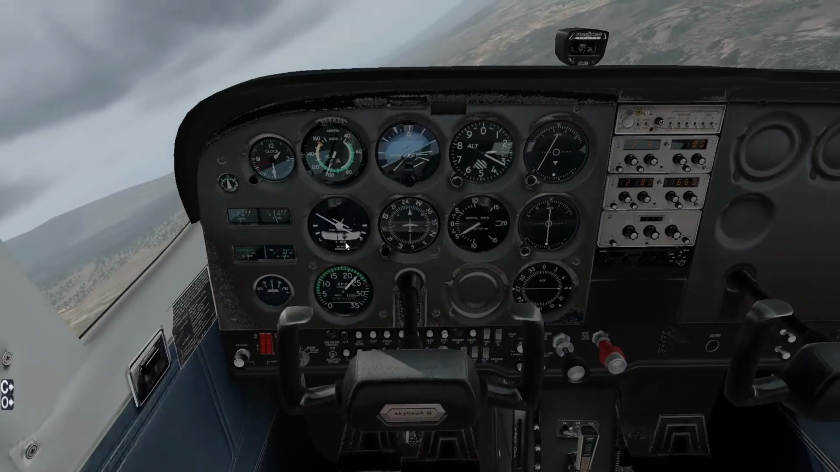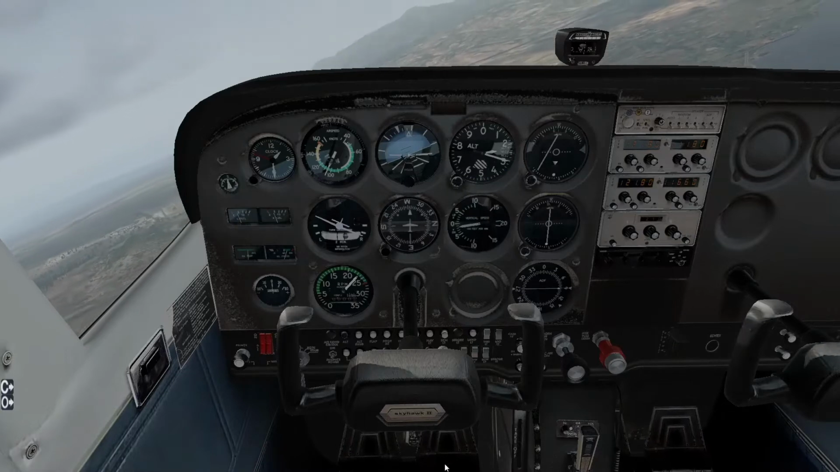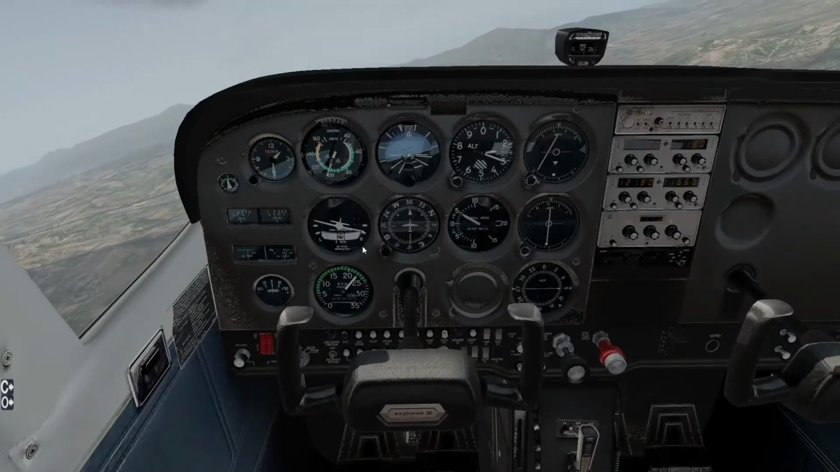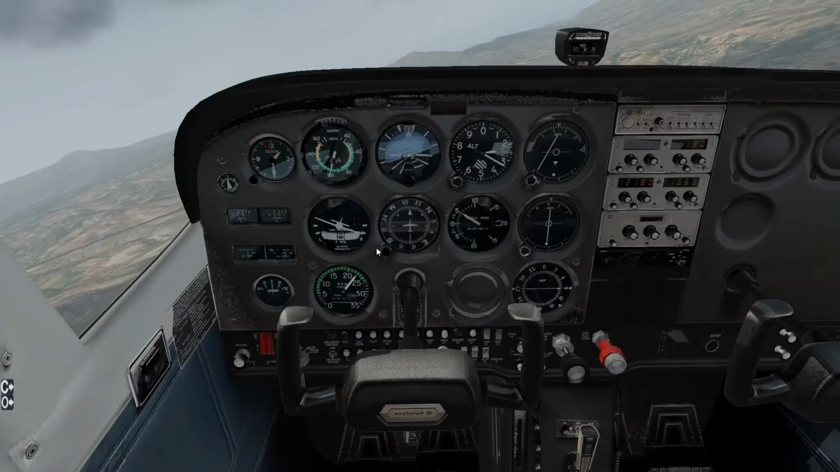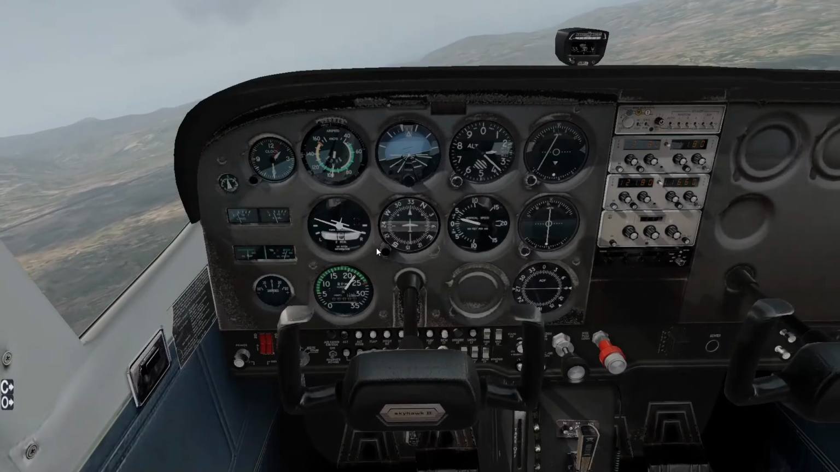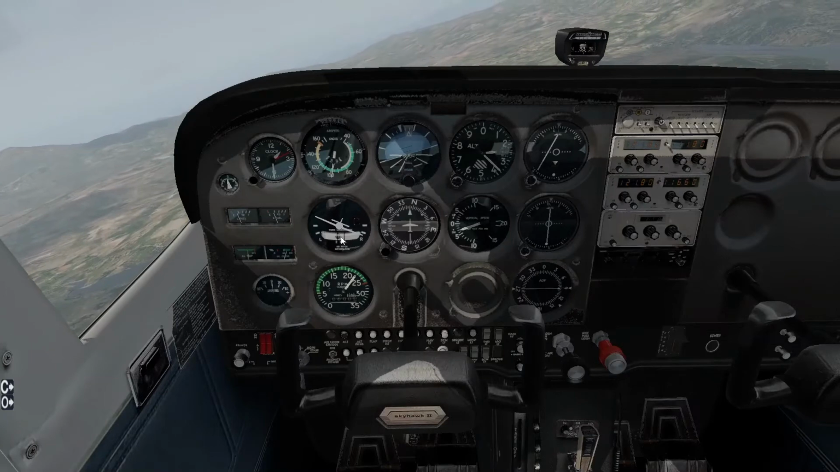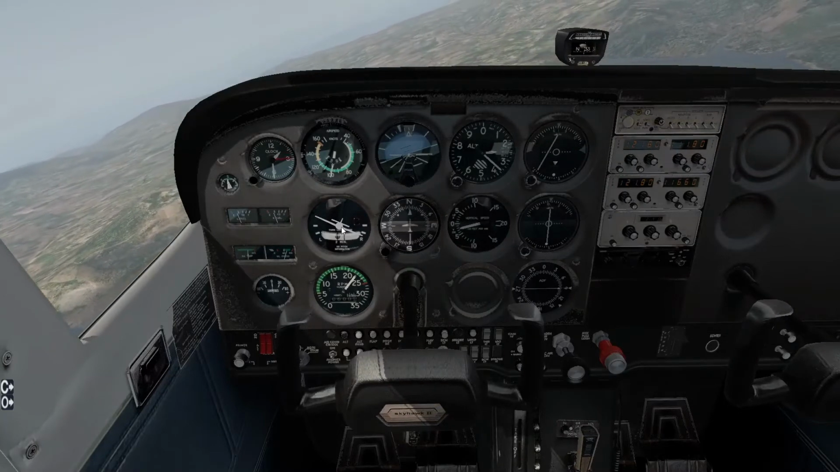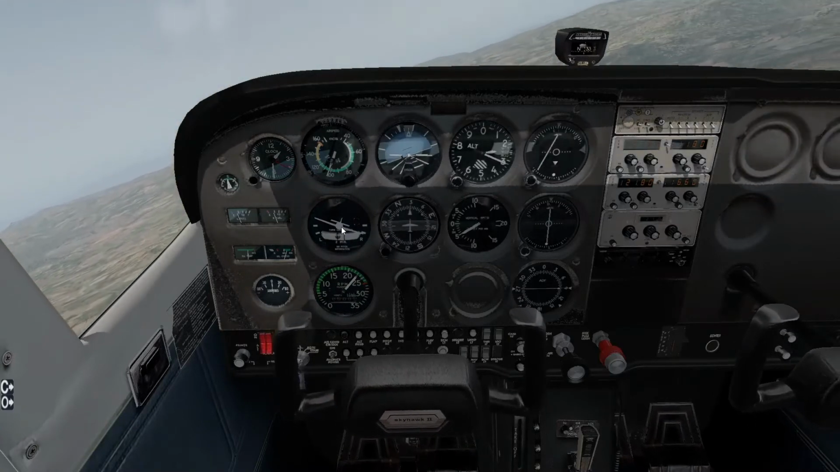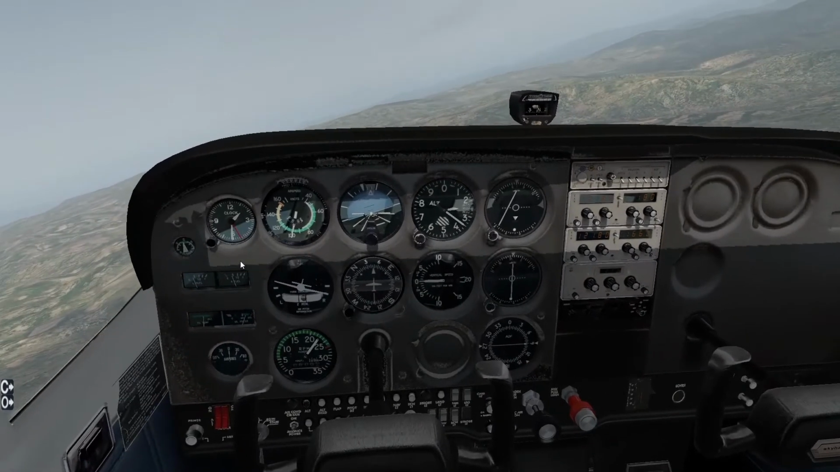So let's see a slipping turn. You see that the ball is not centered. We apply right rudder and we maintain the ball in the center line. This is how we coordinate our turn. The opposite, which is a skid, is when the ball has a tendency to go on the opposite side of the turn. If the ball is out to the left on a right hand turn, we use opposite left rudder in order to center the ball and maintain our coordination.